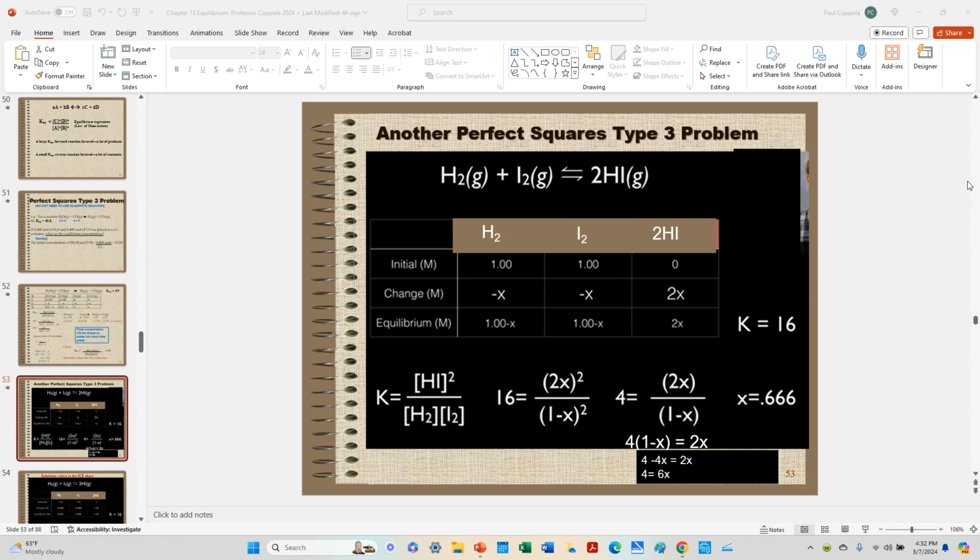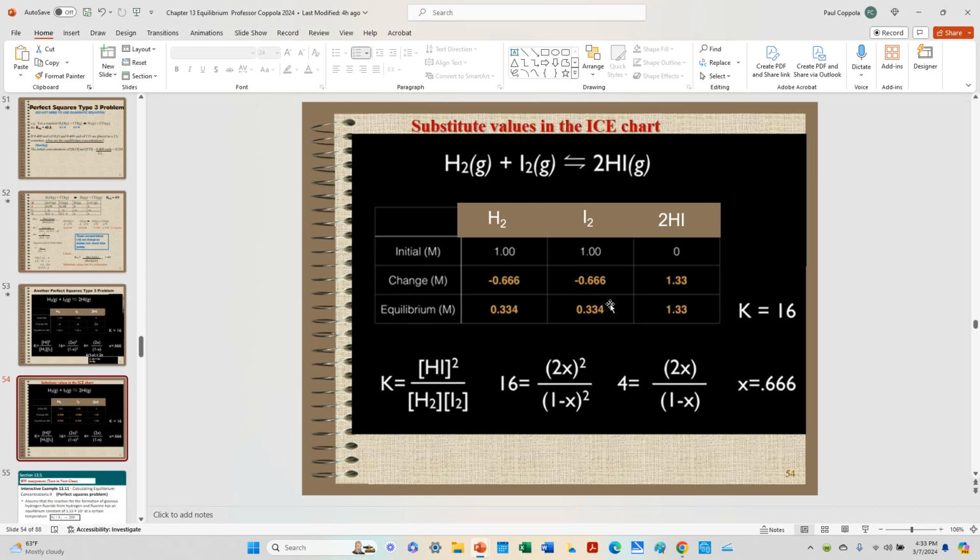Okay, here's another perfect squares problem. You can look through it yourself. The one thing that's interesting about this is now we've got, for every one of these that gets used up, we get twice of that. So that's why we end up with a 2X there. And so I solve it there for you, and then we go to the next slide, and then we actually put the actual numbers in and find out what the concentrations will be at equilibrium.